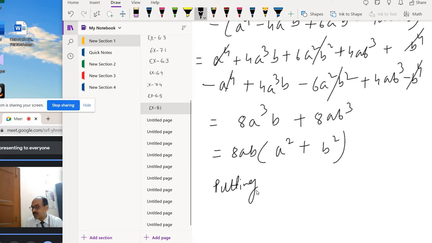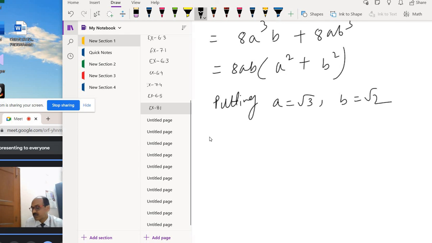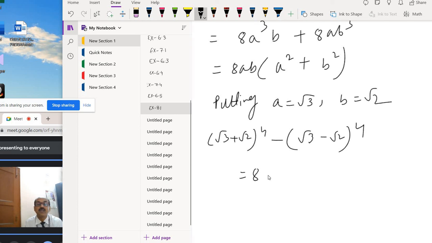Then putting a equal to root 3 and b equal to root 2 for the second part: root 3 plus root 2 to the power 4 minus root 3 minus root 2 to the power 4 equals 8 into root 3 into root 2, into root 3 square plus root 2 square.